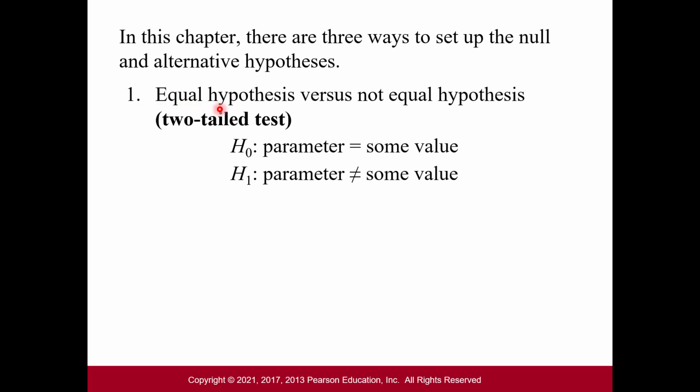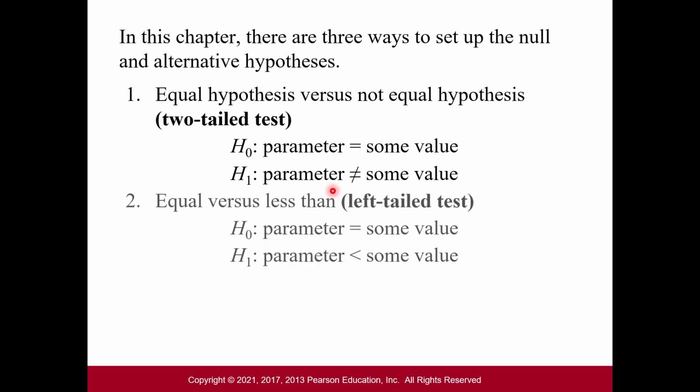Number one is called equal hypothesis versus not equal hypothesis, also called a two-tailed test. We have our H0, our null hypothesis, where the parameter equals some value. Then our alternative hypothesis, H1, says that no, that parameter doesn't equal that value. With some numbers, let's say the probability of flipping tails by default is 1 out of 2, and our hypothesis might be no, it's not 1 out of 2.